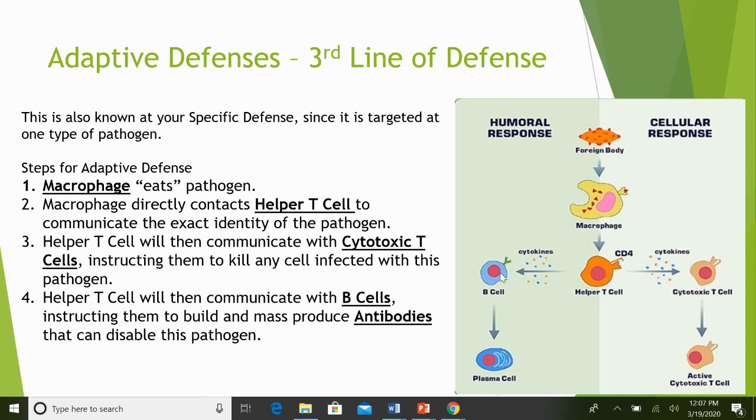So B cells start making specific antibodies, and once they do, those B cells start cloning themselves because they've learned the recipe of how to fight off this bad guy. They turn into plasma cells. Those plasma cells are now massively producing millions and millions of antibodies that can disable this specific pathogen. So over here, these are the steps of your adaptive defense, and this flow chart helps you understand what is going on with those steps.